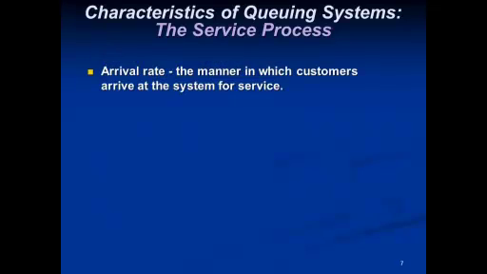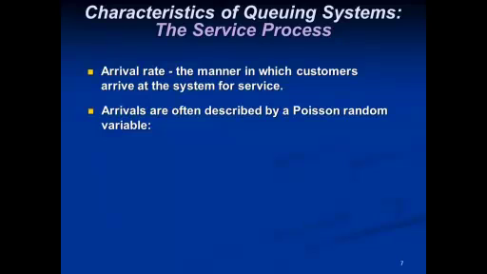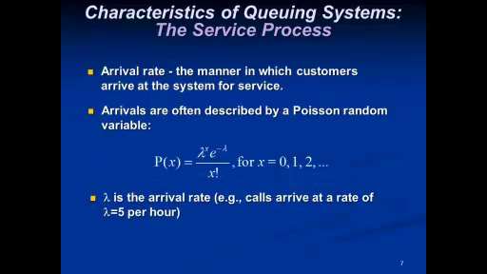So we need to look at some characteristics of queuing systems. This is probably a review for many of you. We have an arrival rate, and for the M/M/1 queue, that's a Poisson random variable, which looks a lot like that. We say that lambda is the arrival rate, or 5 entities per hour, 20 entities per minute, whatever the case may be.